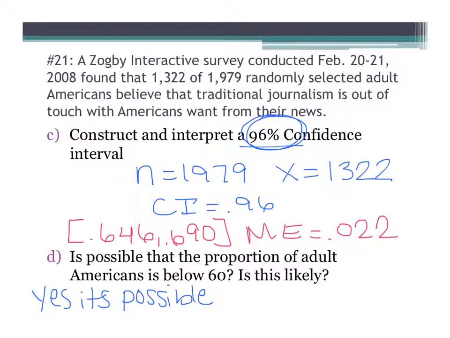So it's possible. Now, is it likely? No, it's not likely. Because we're 96% confident. So that's 4%. We only really have a 4% chance of being wrong. So for statistical purposes, 4% chance of being wrong is really good. So we would say it's possible, though it's not likely. The only way it would be impossible is if we had a 100% confidence interval, which is never going to happen anyways.